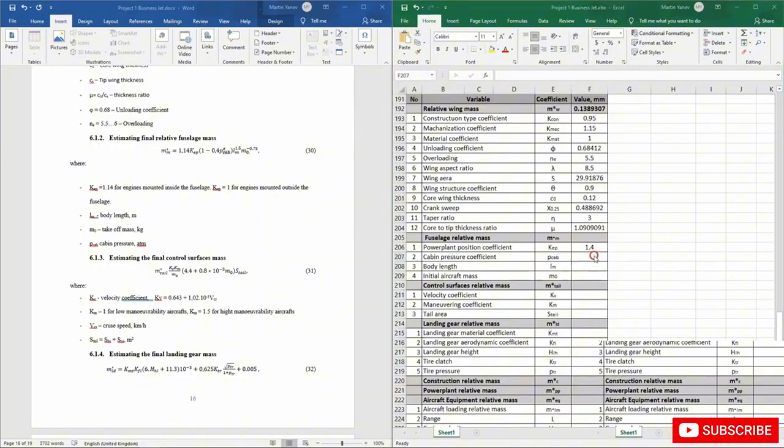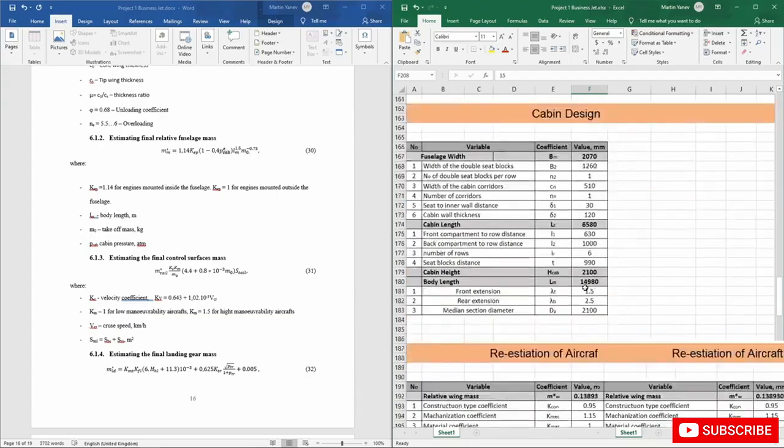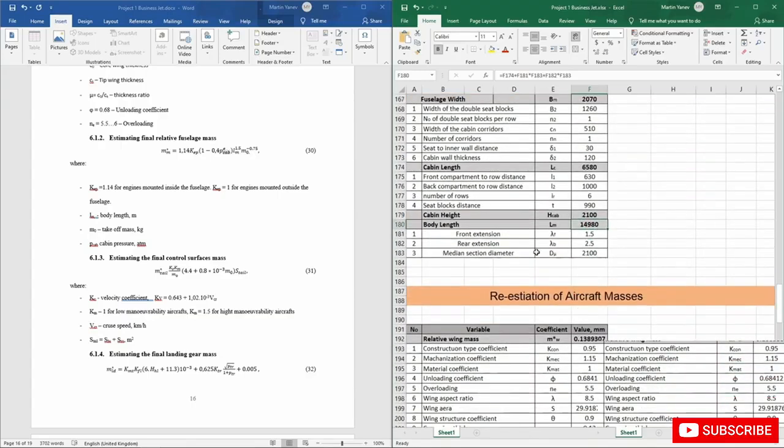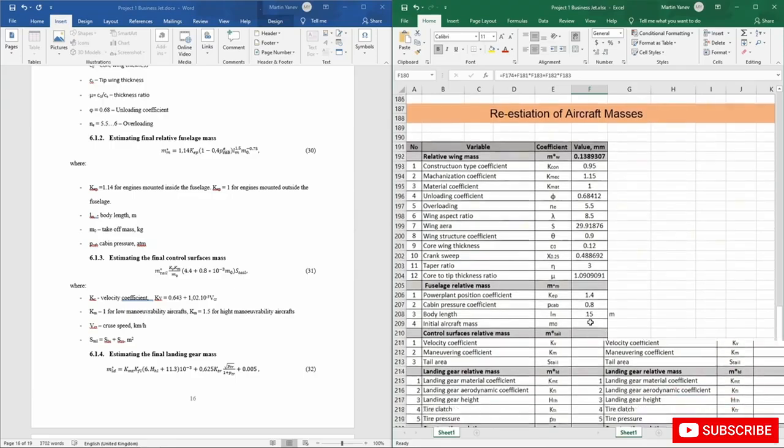So the pressure coefficient in the cabin is going to be 0.8 for us to maintain standard conditions for the passengers to survive the flight. Then the AOM is the length of the body in meters, in this case, so you know that you estimated the body to be equal to 15 meters. Actually, I can show you this from here. 14,980, which is equal to 15 meters basically.